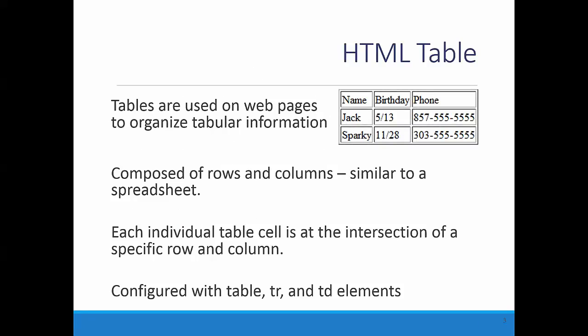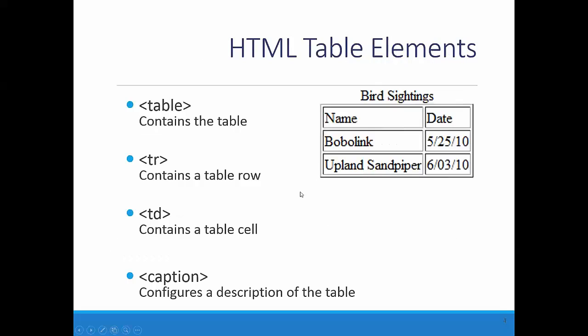So each individual table cell is at the intersection of a row and column, just like Excel. I'm sure everyone's had at least some familiarity with putting information into an Excel sheet. So just like in Excel, you can format individual rows or columns or cells. You can do the same thing with HTML. So you have to use the appropriate table, TR, and TD elements. Table is the overall table feature, and then TR stands for table row, and TD stands for table data. It refers to the specific cell in a table.